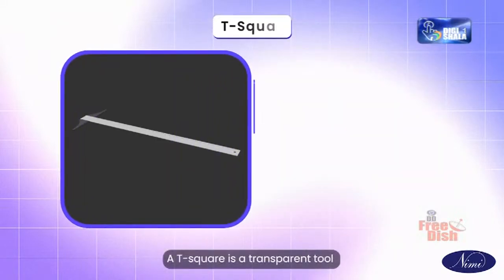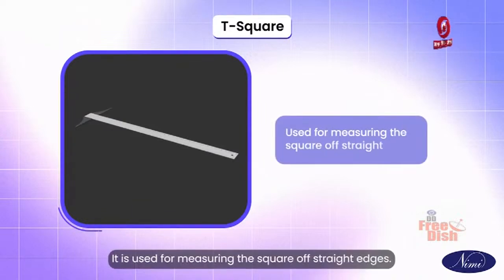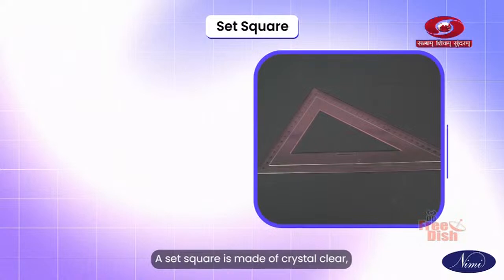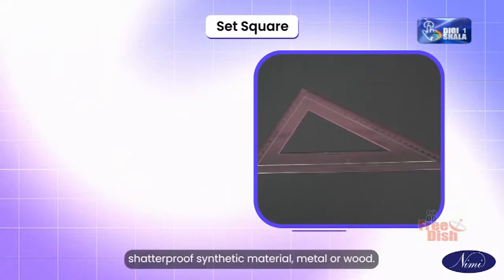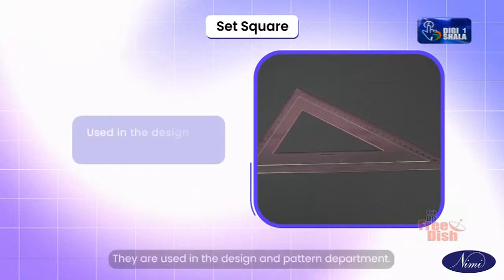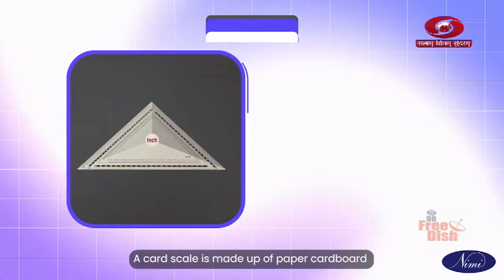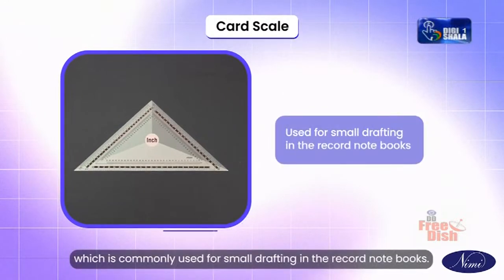A T-square is a transparent tool that has marks of inches and centimeters. It is used for measuring the square of straight edges. A set square is made of crystal clear, shatterproof synthetic material, metal or wood. They are used in the design and pattern department. A card scale is made up of paper cardboard, which is commonly used for small drafting in the record notebooks.